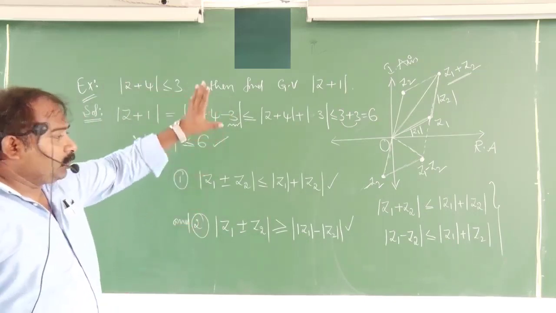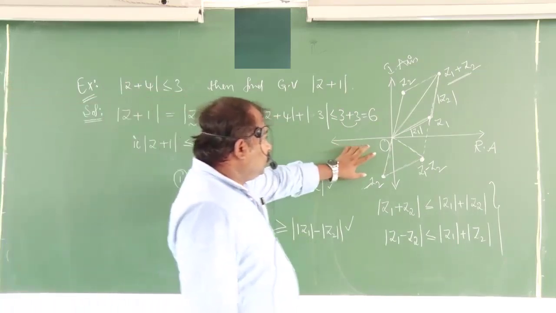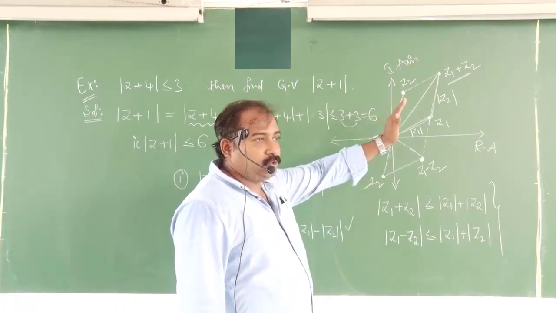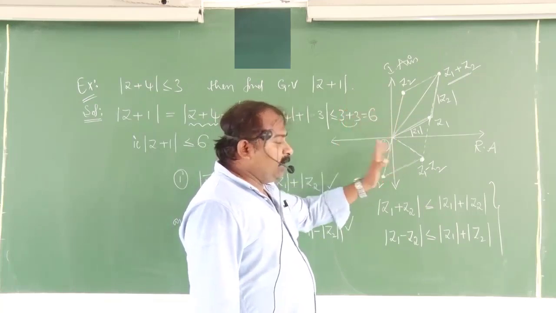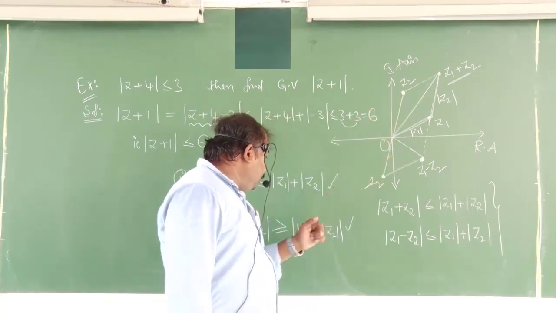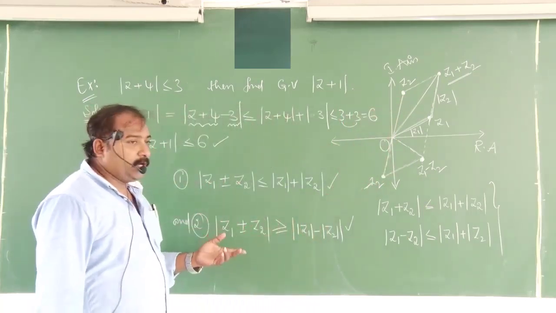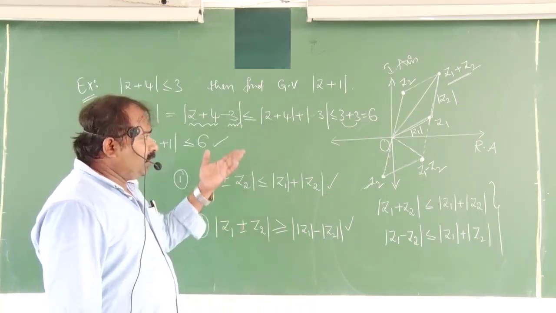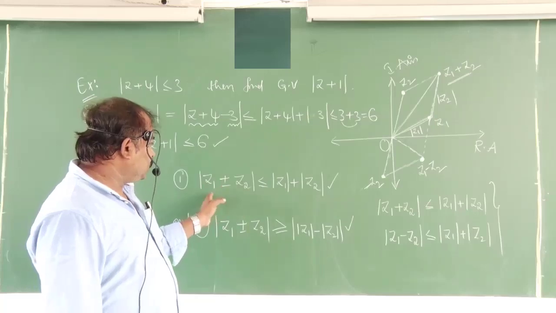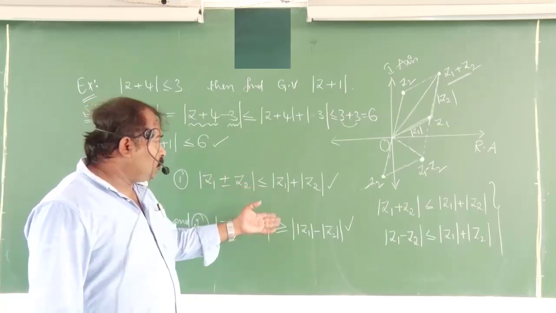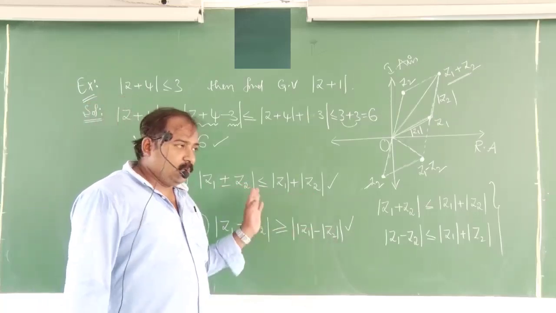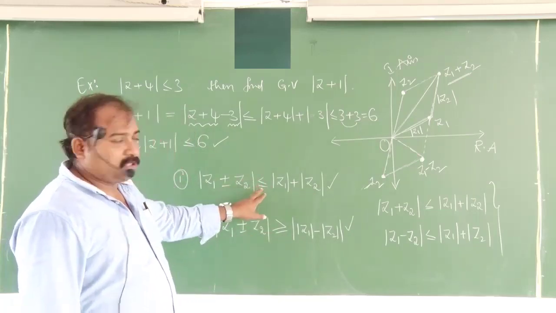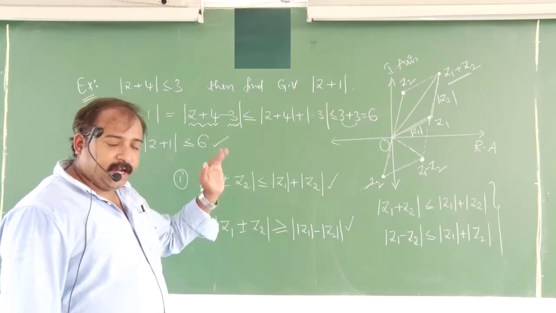Remember this point, this concept is important. What is the geometrical meaning of Z1 plus Z2? What is the geometrical meaning of Z1 minus Z2? And these two inequalities are important. Indirectly, this is the third side of the triangle. If you observe the diagram, the third side is always less than or equal to the sum of the two sides only. The equality case we will discuss later. In this diagram it will come strictly less than; equality you can get later.